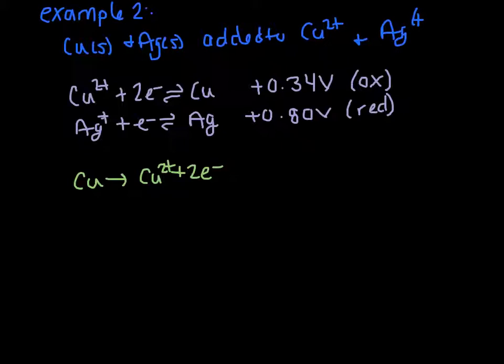Silver is being reduced, so it is actually written correctly as we've already written it. But we have to keep in mind we have to balance the number of electrons between the 2 reactions. And since copper is giving up 2 electrons, the silver needs to accept them. Therefore, we need to have 2 silver ions, accepting those 2 electrons from copper to make 2 solid silver metals. And there are their half reactions.